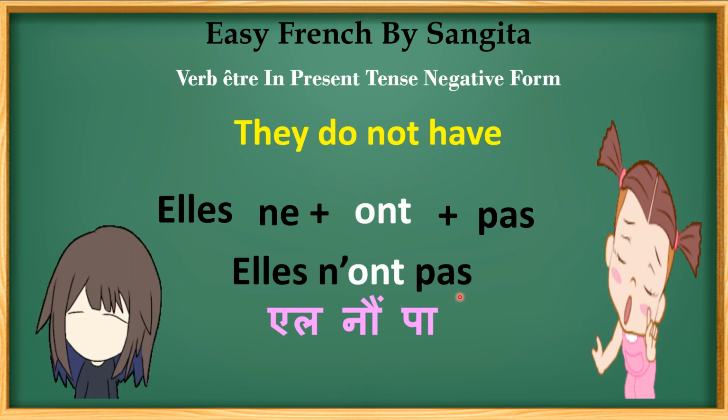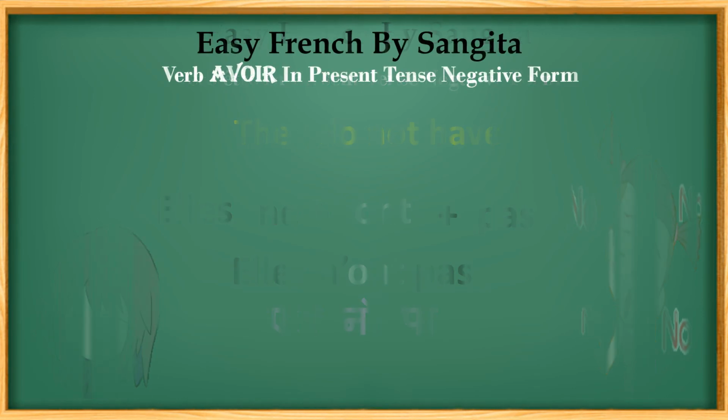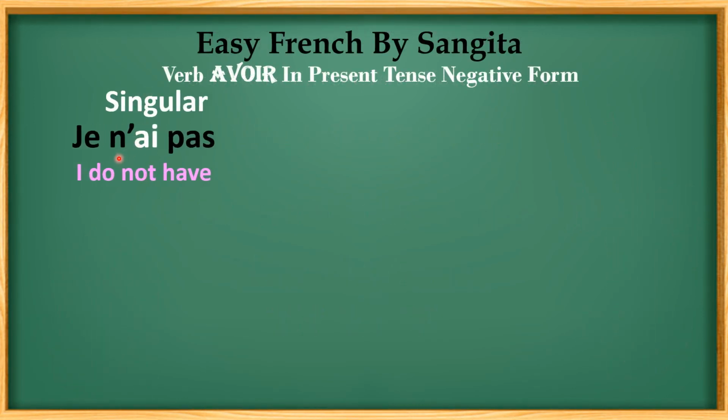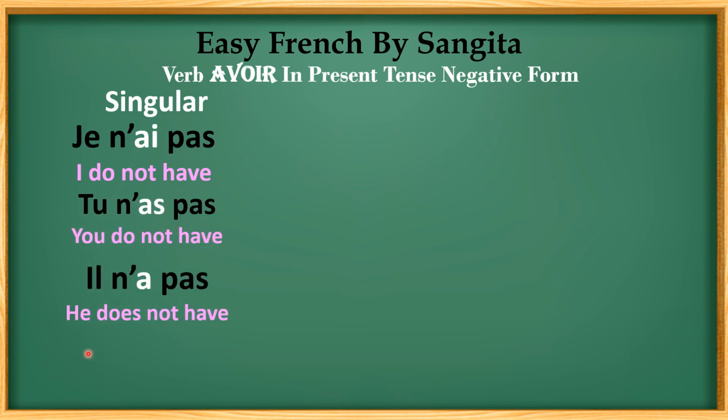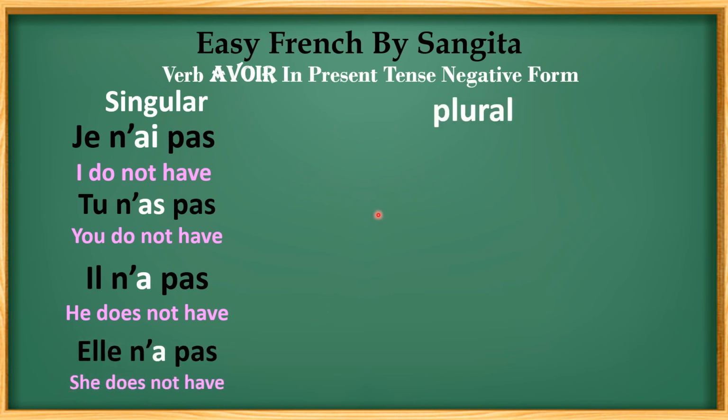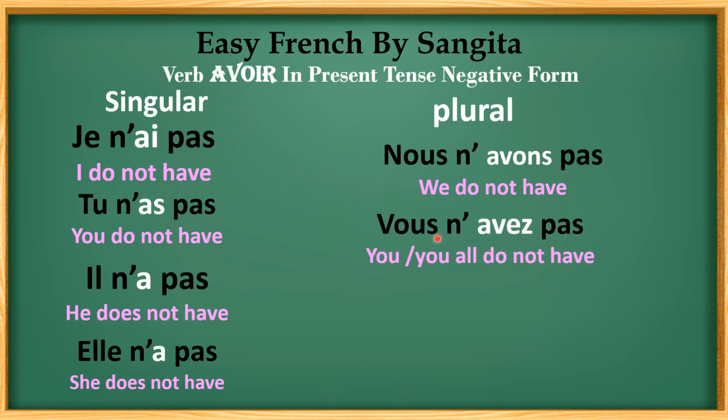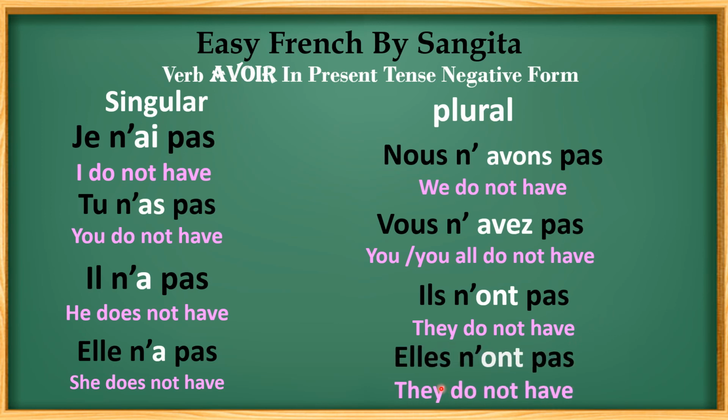So now let's have a quick revision. In the singular form, je n'ai pas, I do not have. Tu n'as pas, you do not have. Il n'a pas, he does not have. Elle n'a pas, she does not have. In the plural form, nous n'avons pas, we do not have. Vous n'avez pas, you or you all do not have. Ils n'ont pas, they do not have, masculine. Elles n'ont pas, they do not have, only for feminine.